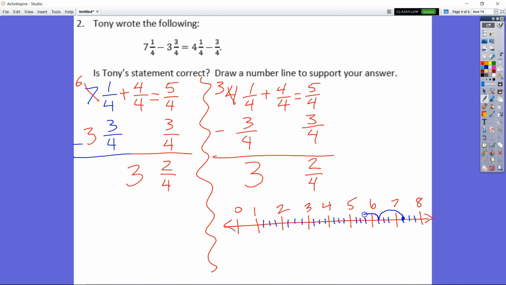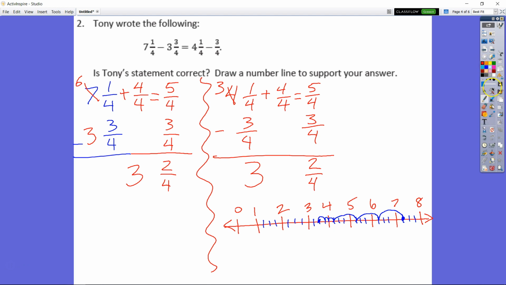1, 2, 3, and then minus 3/4 would be 1/4, 2/4, 3/4. So that's our 3 2/4, which is also equal to 3 1/2. If we did the same thing here, 4 1/4 minus 3/4. If we started off at 4 1/4, let's just change our color here.